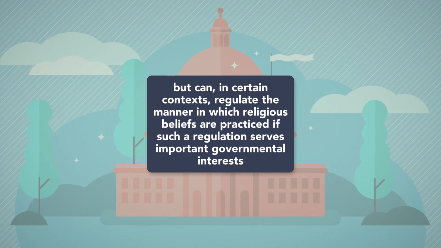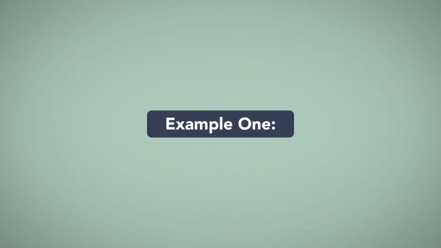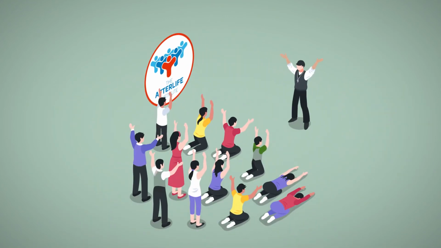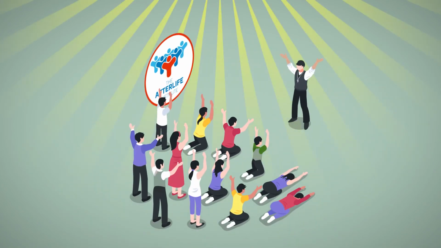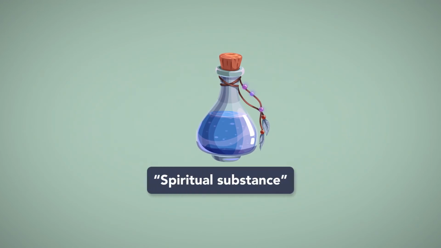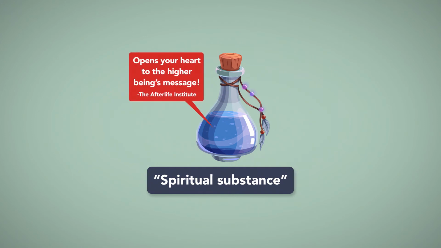Consider the following examples. Example 1. The Afterlife Institute is a non-denominational religious organization that welcomes worshipers from all religious faiths and that holds worship services on Sunday of each week. The most popular part of the weekly service is the Revelation, during which time a higher being allegedly provides spiritual guidance and advice to all followers. Each week before receiving the revelation, worshipers are required to ingest a modest amount of what the Afterlife Institute calls a spiritual substance that enables followers to open their hearts to the higher being's weekly message.